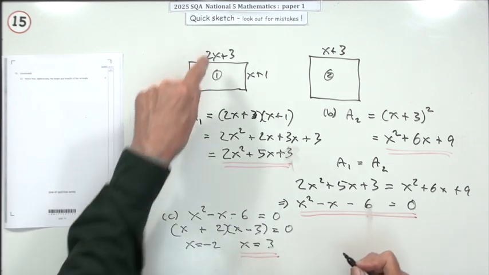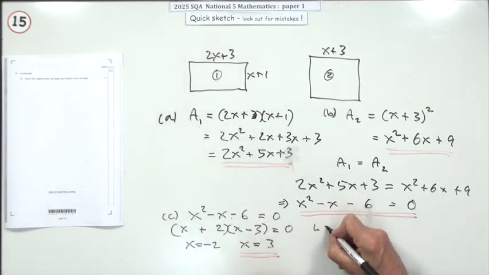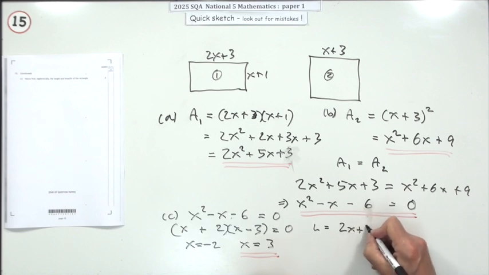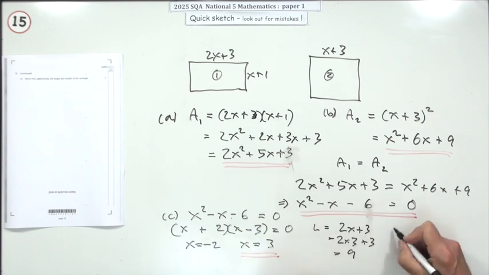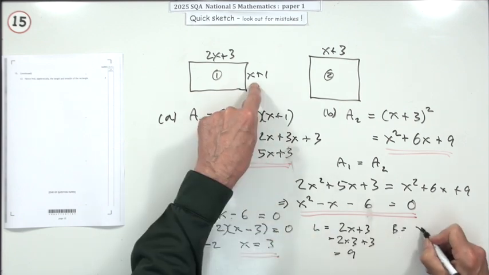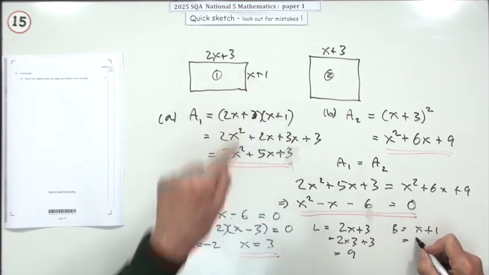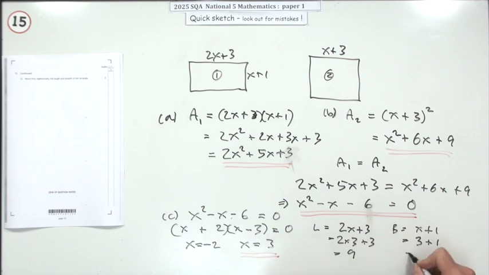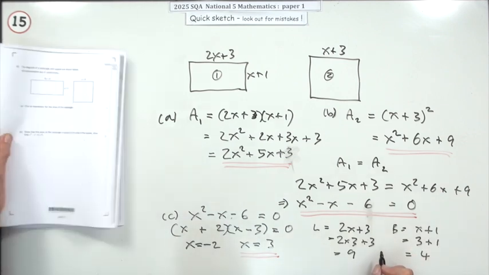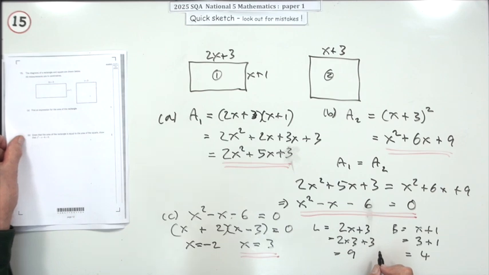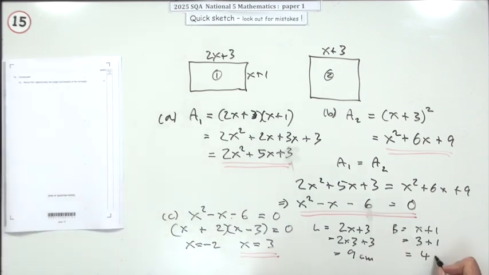which means length. So if I'm calling that the length, so length would be 2x plus 3, which is 2 times 3 plus 3. 6 and 3 is 9. And the breadth is x plus 1, which is 3 plus 1, which is 4. And I think it said, does it say something about centimetres? Find an expression in centimetres, so I'll put centimetres. Length 9, breadth 4.